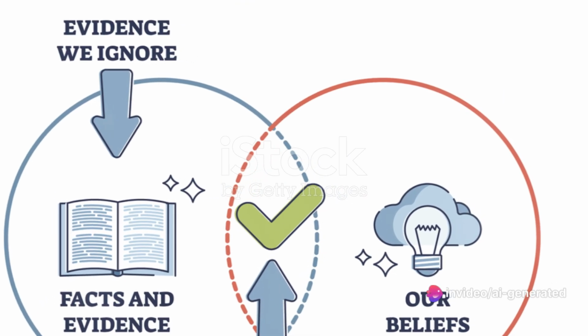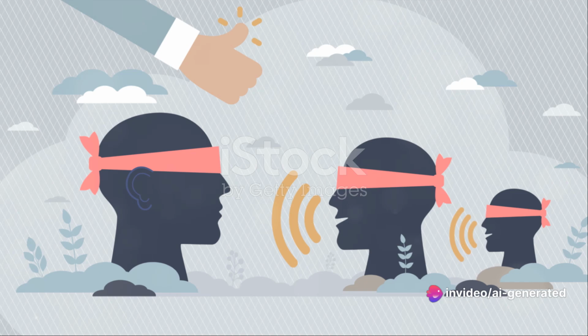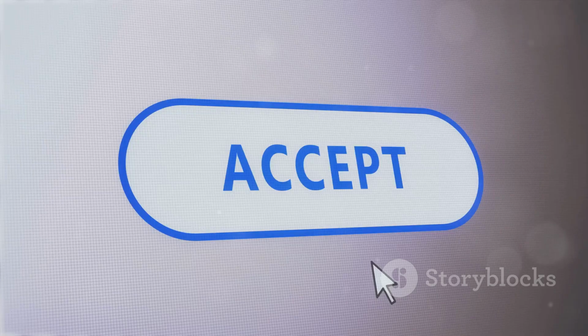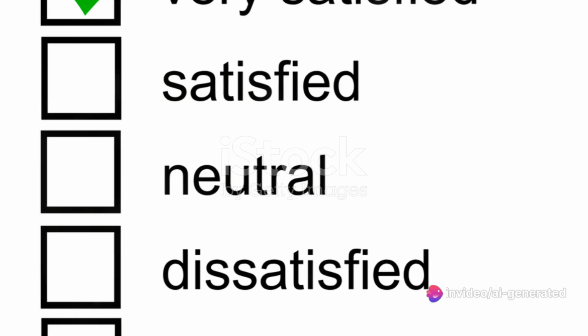Acquiescence bias occurs when individuals consistently agree or endorse statements regardless of their content. This tendency to agree with survey items or questions can stem from a desire to please the researcher, avoid confrontation, or simply a habit of responding positively.